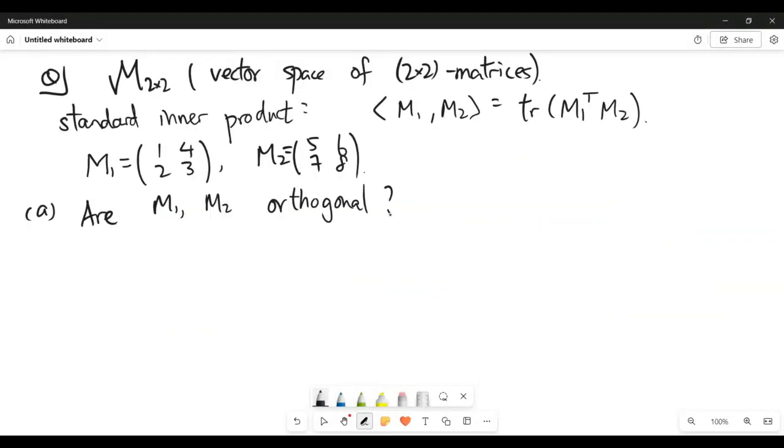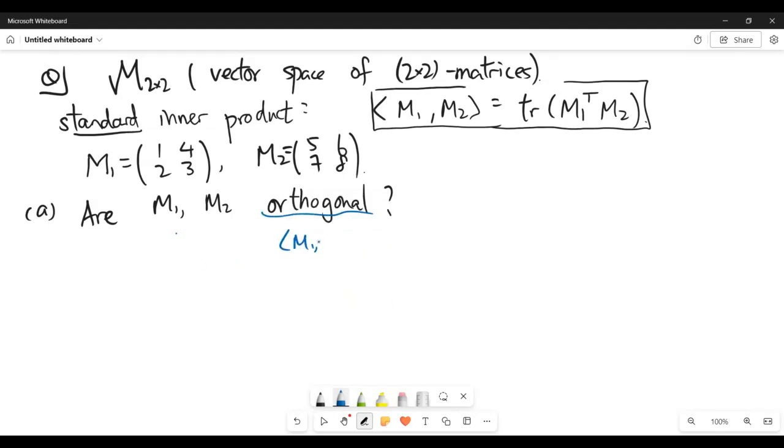So let's look at the second exercise here. Now the vector space is the vector space of 2 by 2 matrices, and we are taking the standard inner product, which is usually defined this way when we talk about the standard inner product. First question, part A: let's consider the two matrices given here. Are they orthogonal? Please recall orthogonal essentially means the inner product of M1 and M2 is 0, right?